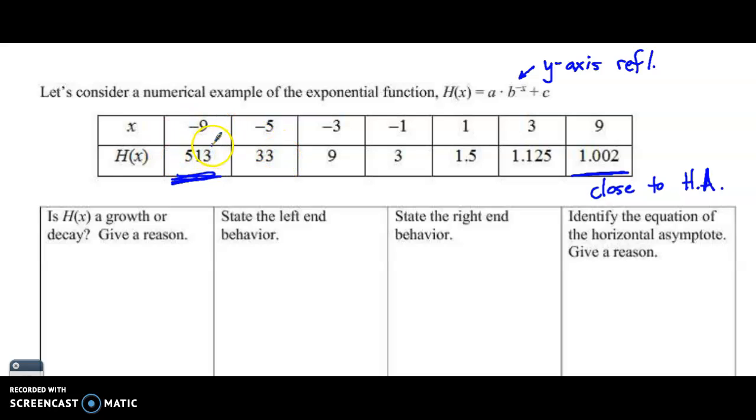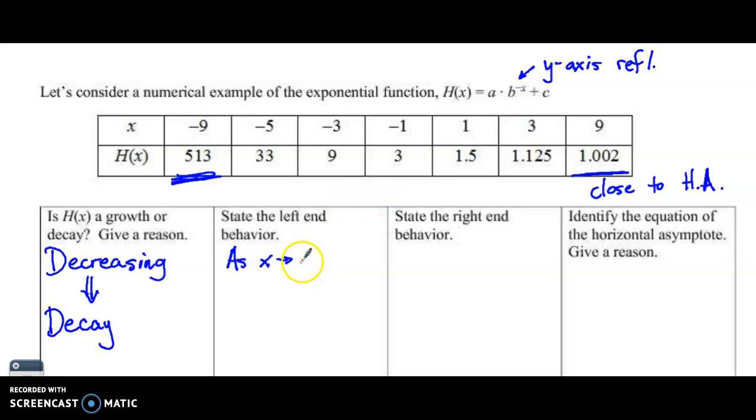But as we read this graph from left to right, that's how we read things, it is decreasing. The numbers are going down. Well, if it's decreasing, then that implies that we have exponential decay. So as the left-end behavior goes, I think it's safe to say, based off of the clues in the problem, as x goes to negative infinity, h of x is going infinitely up.